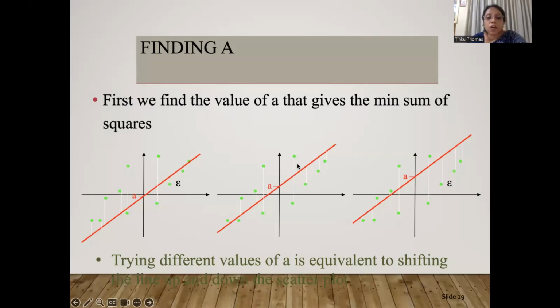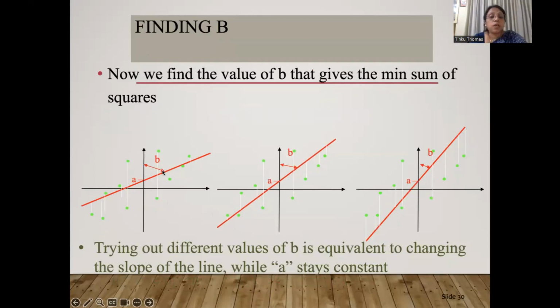So if you keep shifting this line up and down, at what point do we have the minimal difference between the observed points and the line? That is the intercept value. Now, once you fix that, you have the slope. Which way should the line be? What should be the slope of that line?